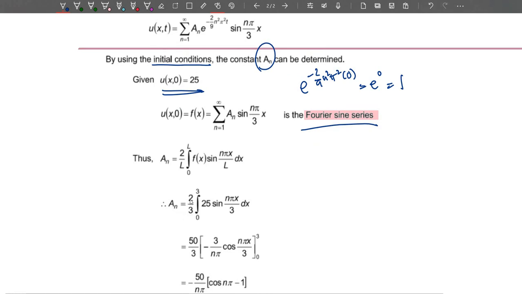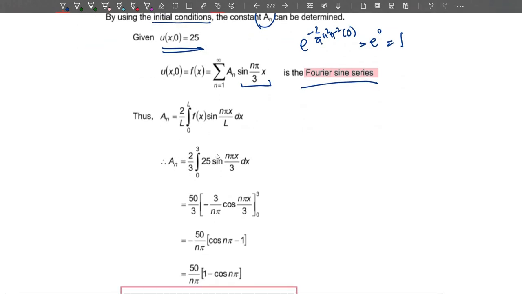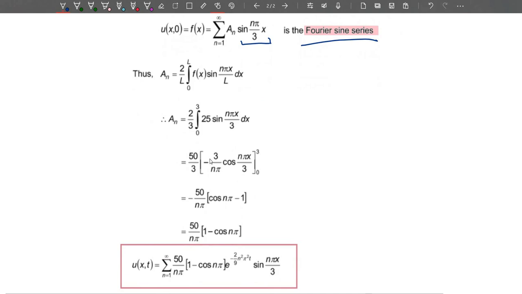Here it will be A_n equal to 2 over 3. Why 3? Because L equals 3. Integrate 0 to 3. f(x) is 25, so 25 is going to be here, sine n pi x over 3. Just simply refer to here, or actually you substitute L equal to 3, and integrate with respect to x. Integrating this function, it will be 50 over 3 times negative 3 over n pi. 50 because 2 times 25, both are constants, so they can be multiplied. Because we integrate sine, it will be negative cos.